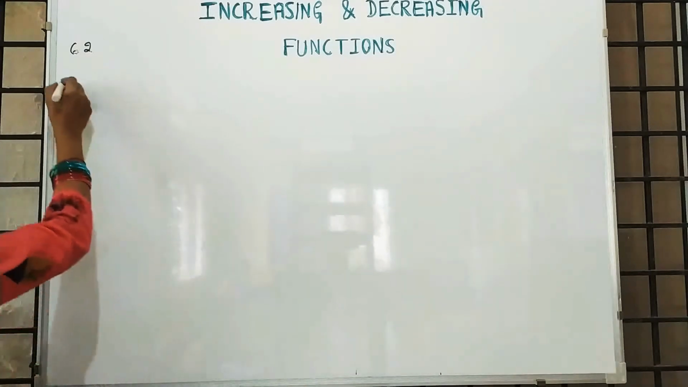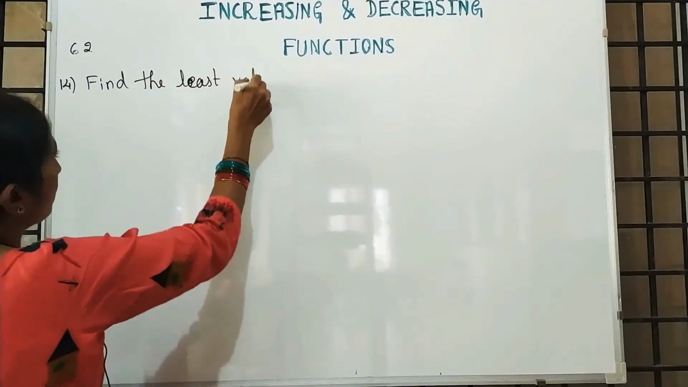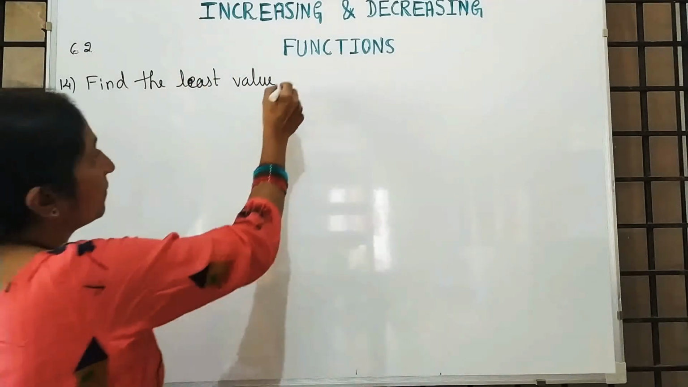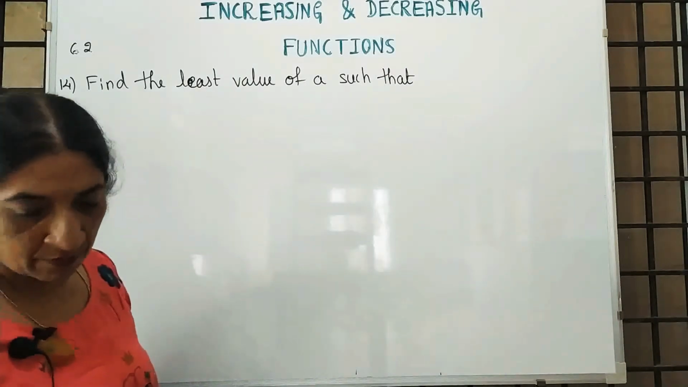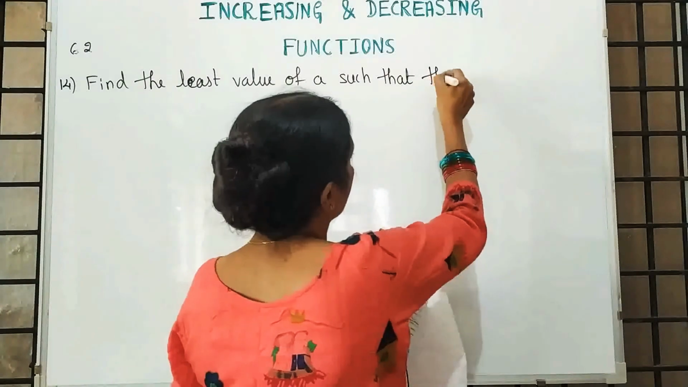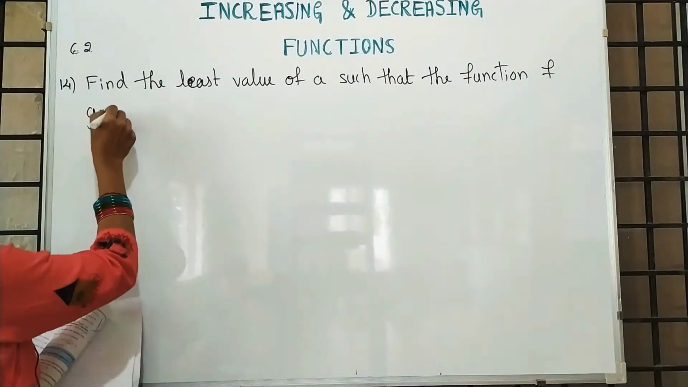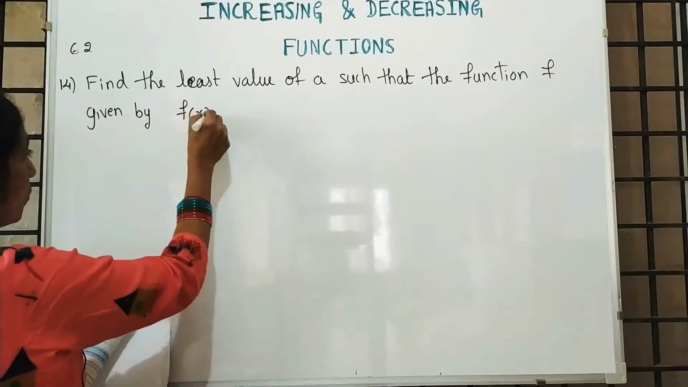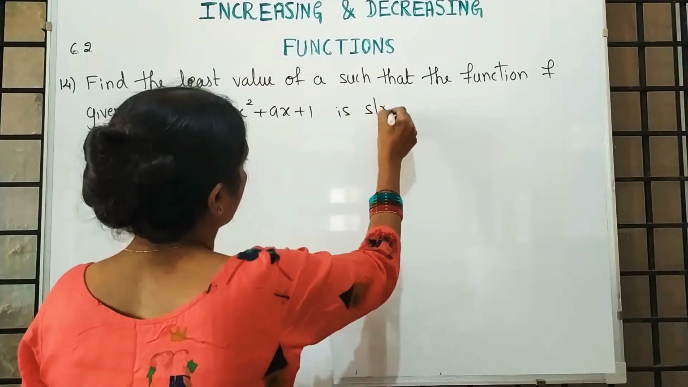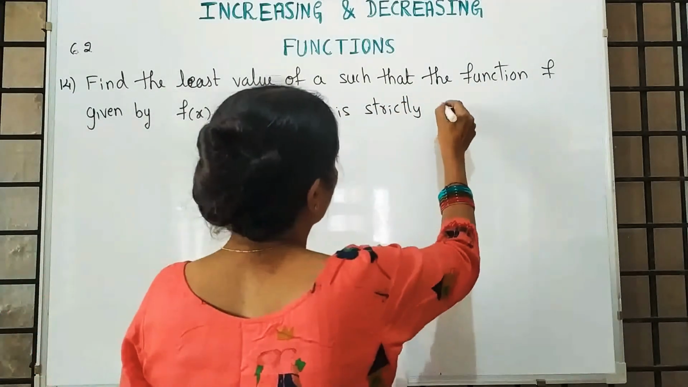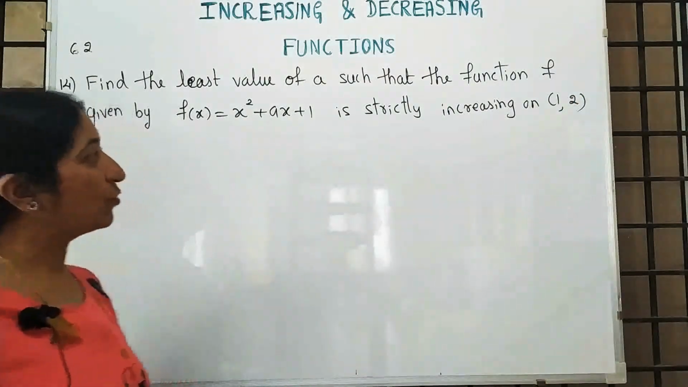Find the least value of a such that the function f given by f of x is equal to x square plus ax plus 1 is strictly increasing on 1, 2. So here as usual, first we have to go for the first derivative.